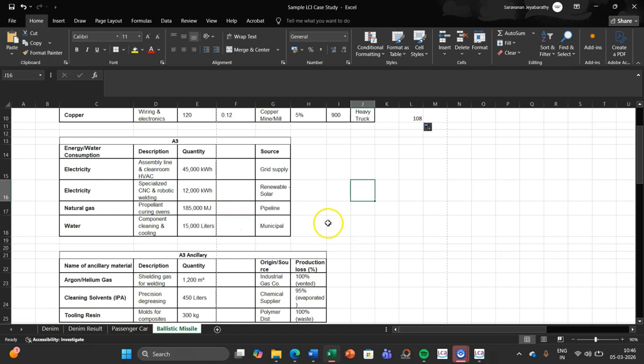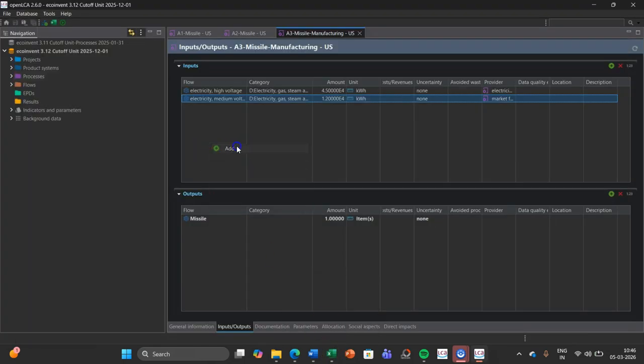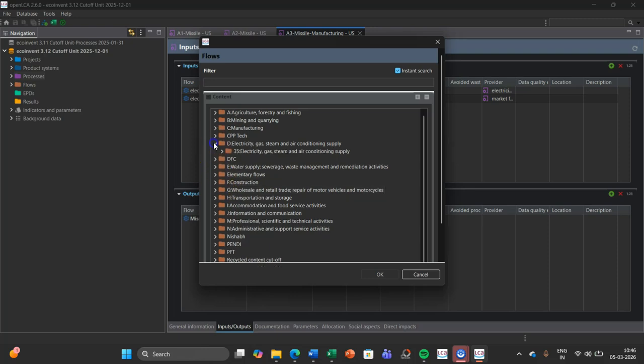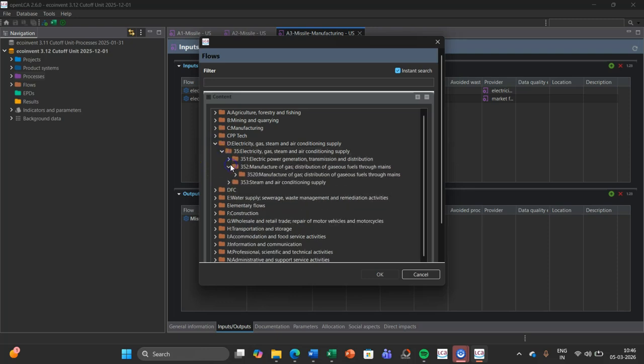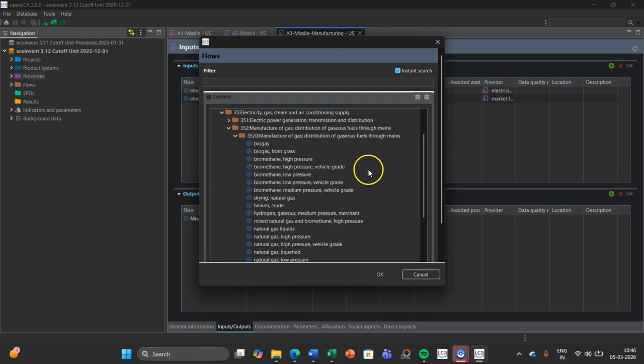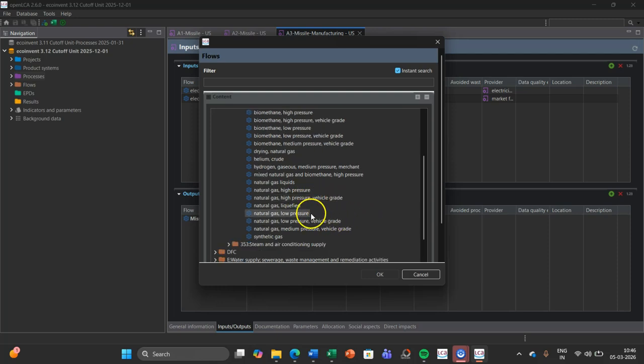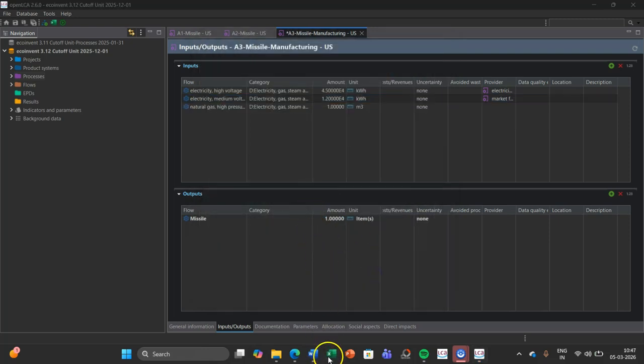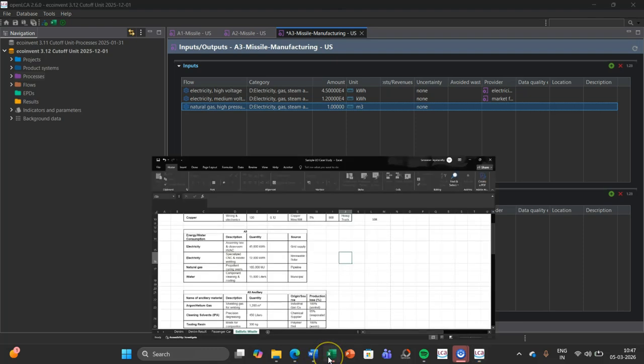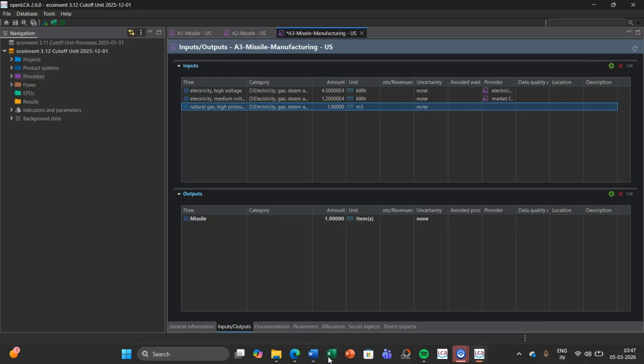Okay, natural gas, pipeline based. Natural gas, electricity, gas. Okay, biogas, natural gas, high pressure. Okay, what's the value? 185,000 MJ. So that's the problem here. Okay, so the value we have here is in MJ, but it is available only in meter cube, so we need to convert.